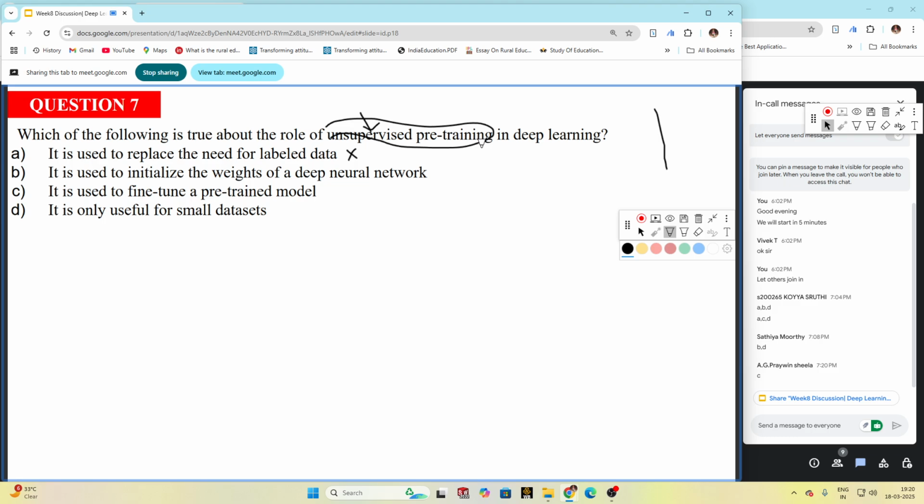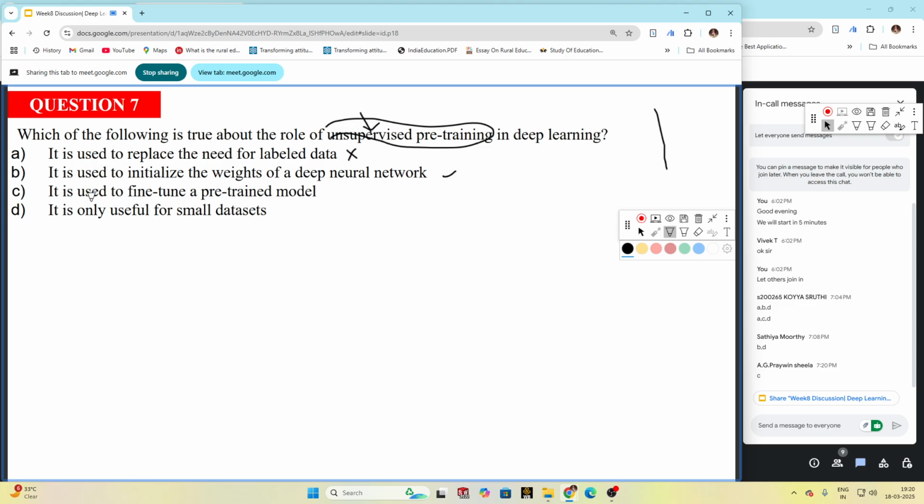There are two steps: one is pre-training, and second is fine tuning. In fine tuning, we are utilizing supervised learning, which means labeled data. So that is why option A is not correct. Option B, it is used to initialize the weights of a deep neural network. Yeah, that's true. Somewhat can be correct.